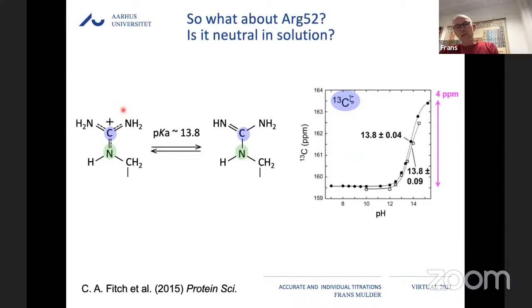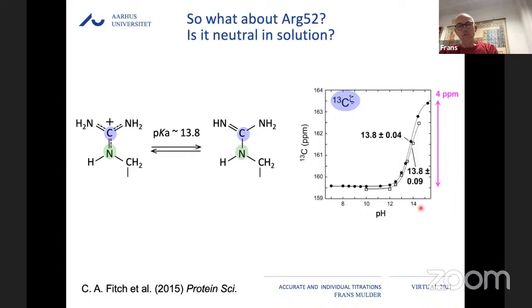But then this leaves the question of arginine 52 that I just want to use the last few minutes on. As I said, the pK of arginine is very high. It's around 13.8, as was studied by Lawrence McIntosh by NMR spectroscopy following certain probes in the side chain. So in this case, they chose the 13C zeta carbon in the arginine and showed that you can really make this change by about 4 ppm if you go to very high pH values.